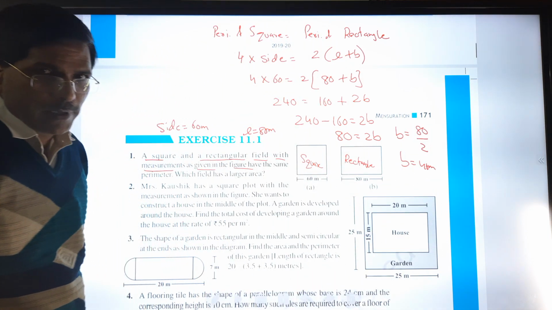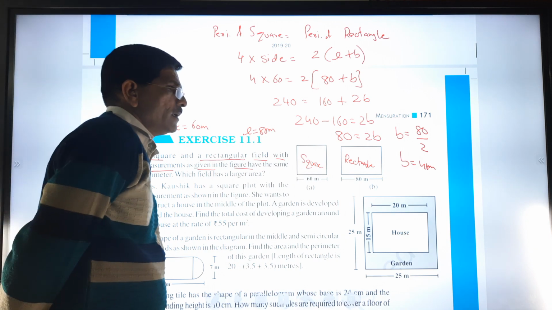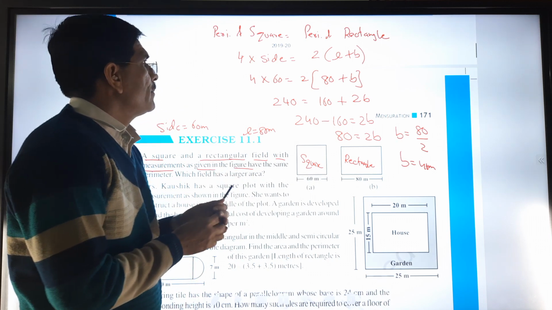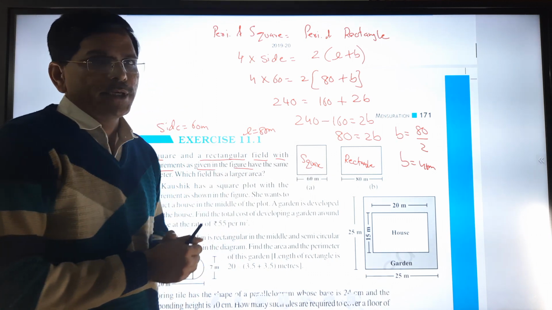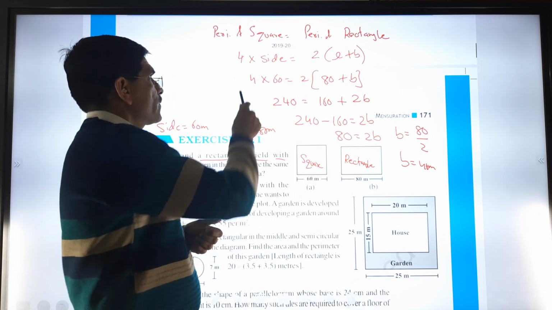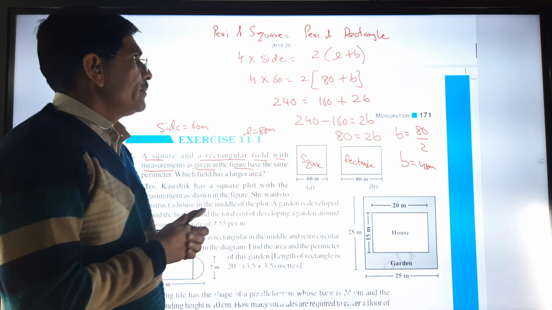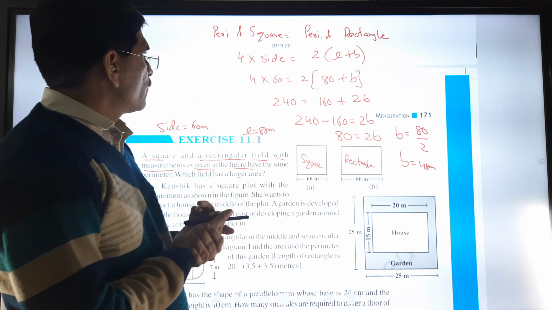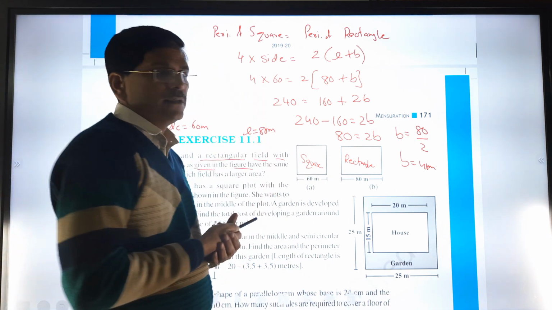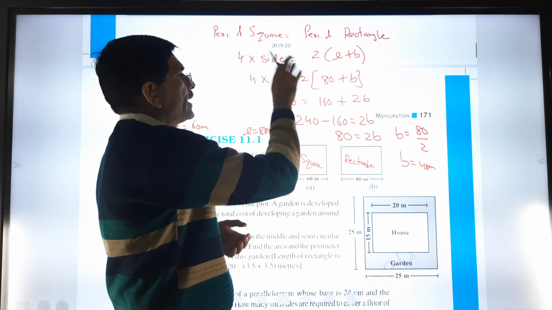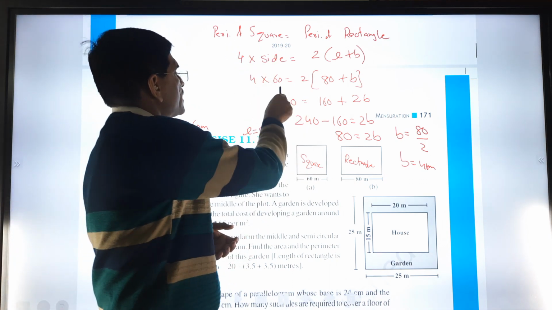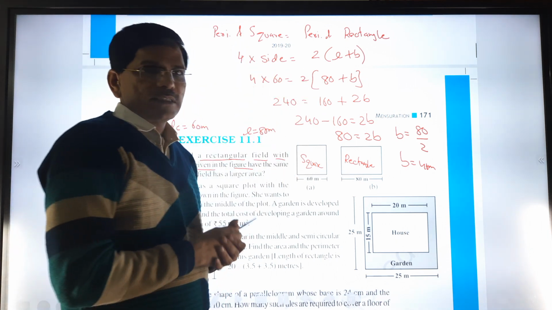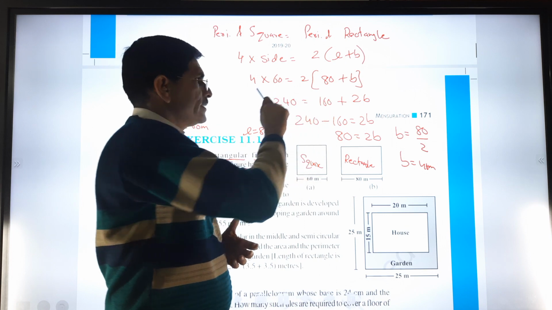Now again I explain, it's not an easy sum. Here a relation is given. What is the relation given here? Perimeter of square is equal to the perimeter of rectangle. Now perimeter of square is 4 into side, perimeter of rectangle is 2 in bracket (L plus B). So 4 into side, that is 4 into 60. 2 (L plus B), 2 in bracket (80 plus B). 60 into 4, that is 240. 80 into 2, that is 160. 2 into B, that is 2B.